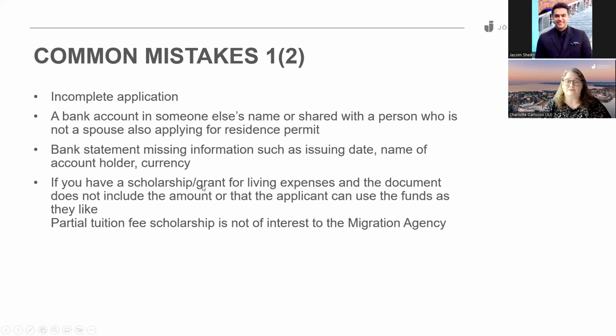Now, if you have a scholarship or a grant for living expenses, and that document doesn't include the amount or that the funds can be used in whatever way you want, that could be a problem. So if you have a scholarship or grant for living expenses, it has to include the information about either an amount or the fact that the funds are to be used however you want to use them. Please note that a partial tuition fee scholarship is not of interest to the migration agency, because that has to do with a tuition fee and not the living expenses. So they don't really look at that if you have a partial tuition fee scholarship.